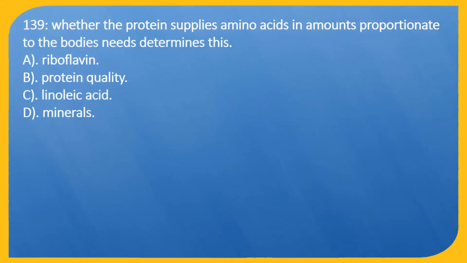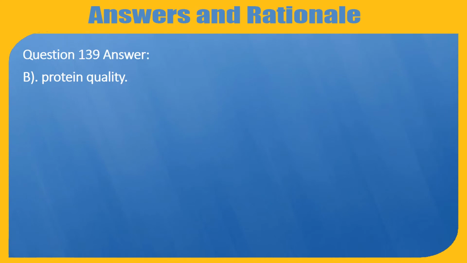Question 139. Whether the protein supplies amino acids in amounts proportionate to the body's needs determines this. A. Riboflavin. B. Protein quality. C. Linoleic acid. D. Minerals. Question 139. Answer B. Protein quality.